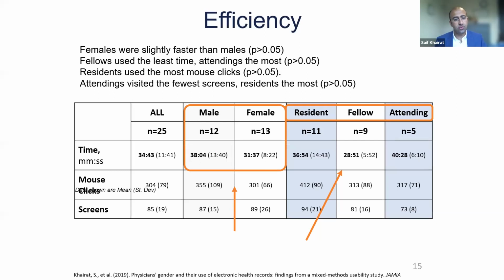So when speaking about efficiency, we also see that there are significant differences between sexes. Men were taking a little bit more time to complete some tasks in the EHR compared to women. Similarly, fellows seem to be the most efficient with time, followed by residents, and then attendings were taking the longest amount of time. Similarly here for clicks on the second row, you see that men used more clicks than women, and similarly residents were clicking away more than attendings, who would spend fewer clicks but more time on a given screen.